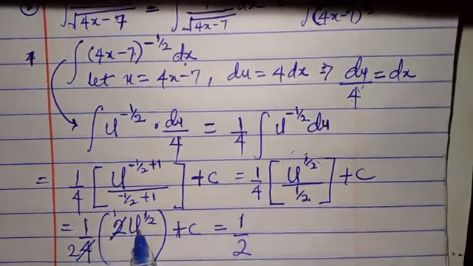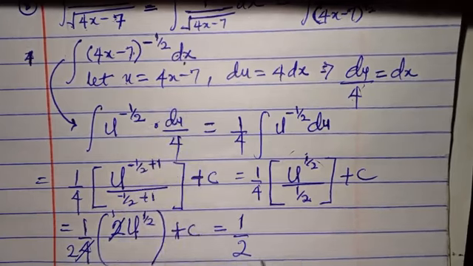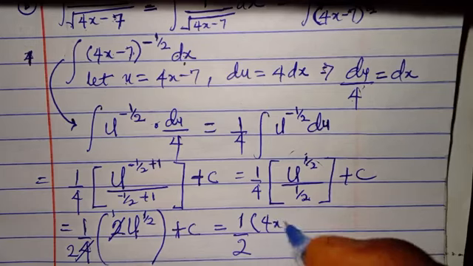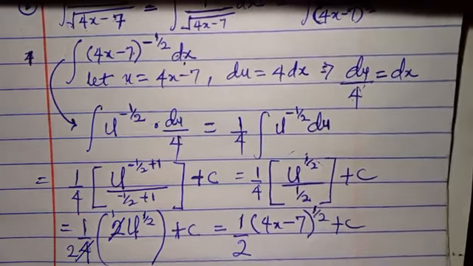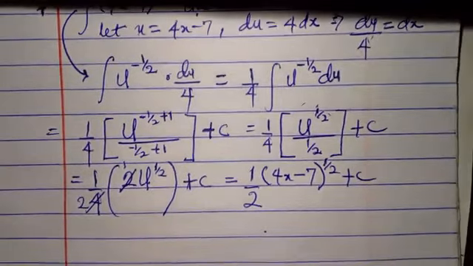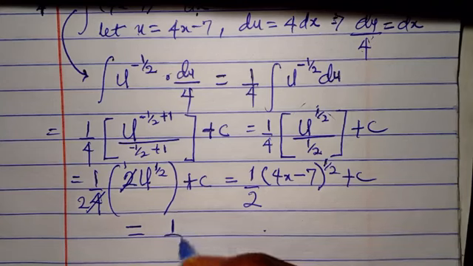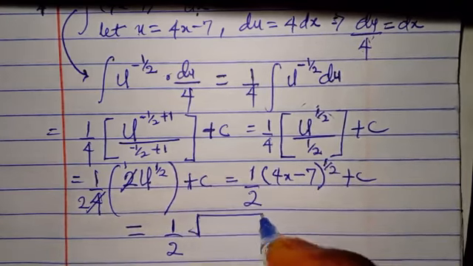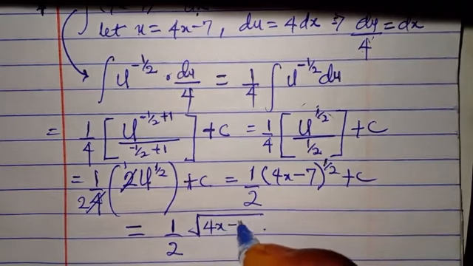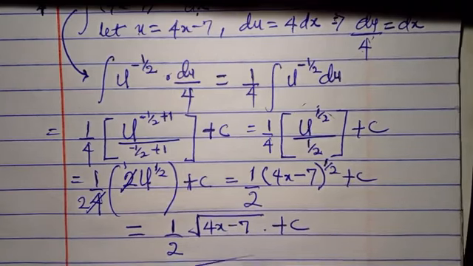Remember that u is what? 4x minus 7. So we have 4x minus 7 to the power of 1 over 2. Finally, we can leave it in the form of the square root. 1 over 2 times the square root of 4x minus 7 plus c. This is the integral.